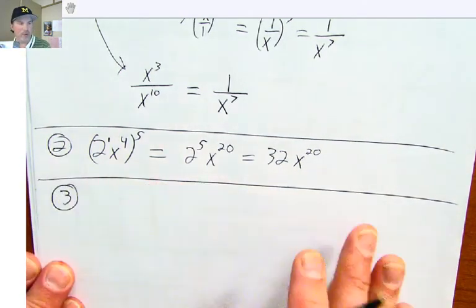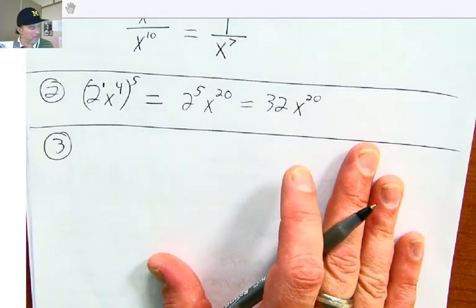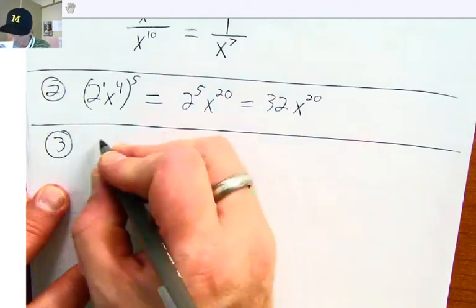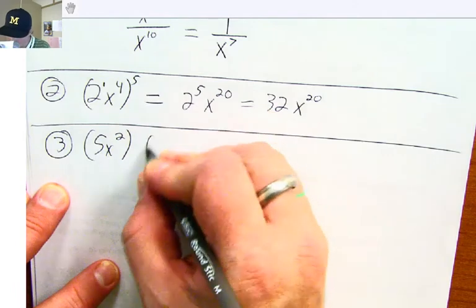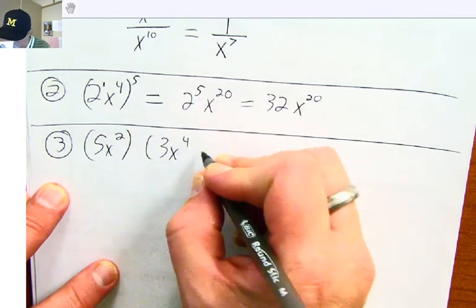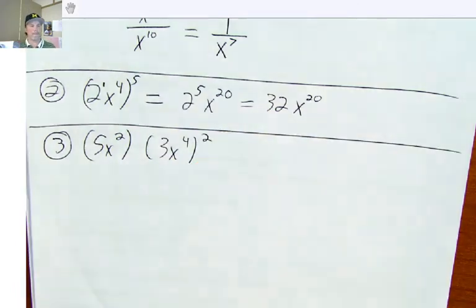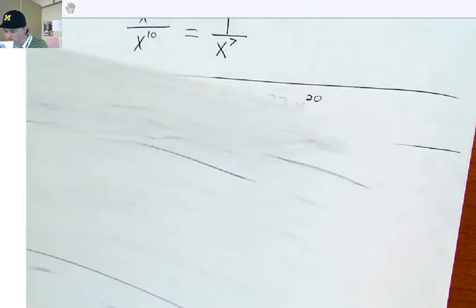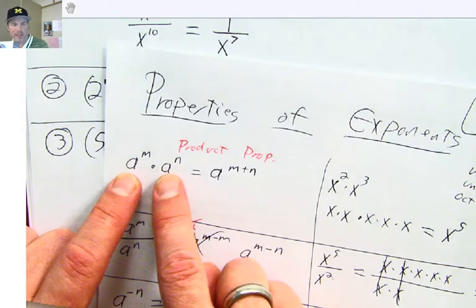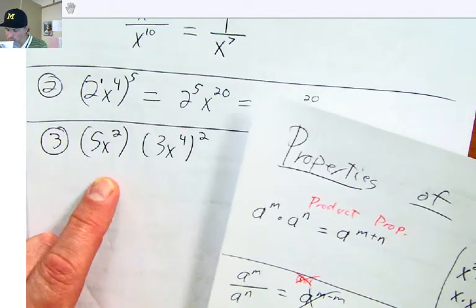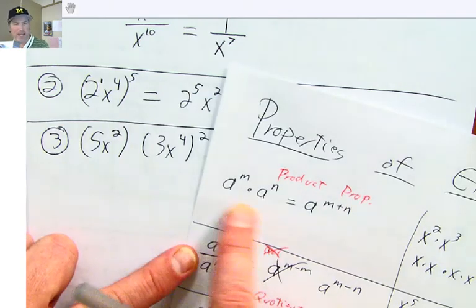Moving right along, example number 3. 5x squared times 3x to the 4, raised to the second power. All right, two things need to be done here. On one hand, we need to use the product property because we have these two separate things that need to be multiplied together. That only applies when the base is the same.